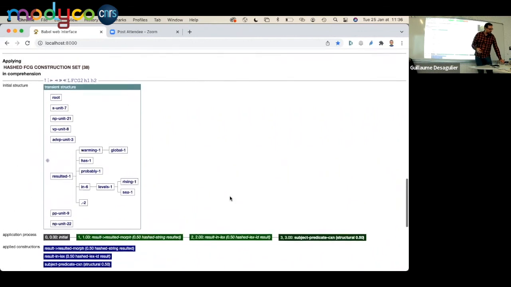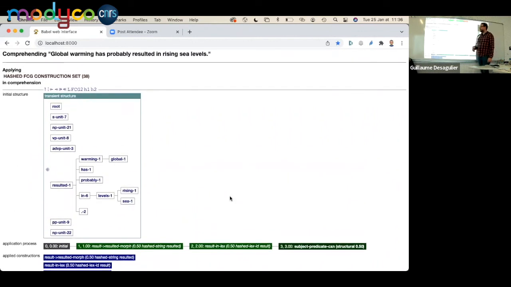And so it is, of course, perfectly possible for natural language processing to combine construction grammar, or this symbolic construction grammar formalism that we have, with neural statistical models. So here, for this sentence, for example, global warming has probably resulted in rising sea levels. I coupled FCG to a language technology called spaCy. spaCy can allow you to do dependency parsing, tokenization, and part of speech tagging. That information we can populate our initial structures with.